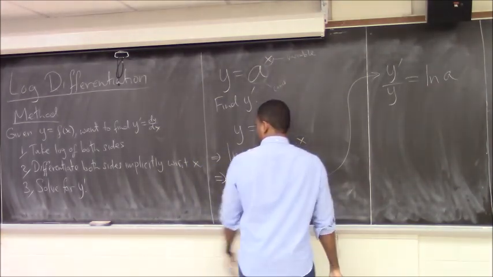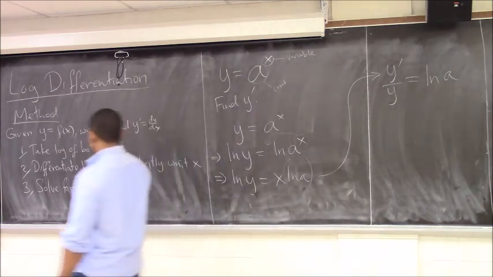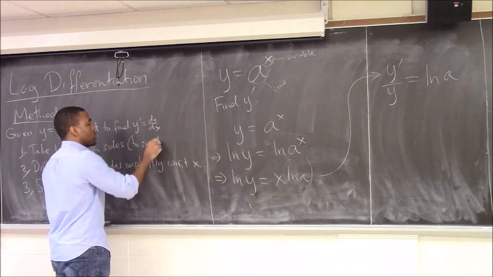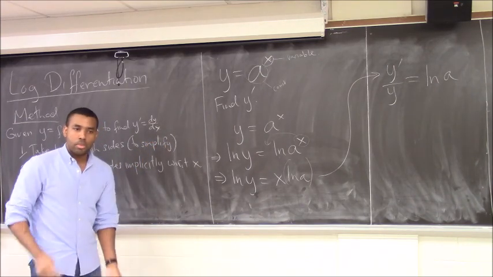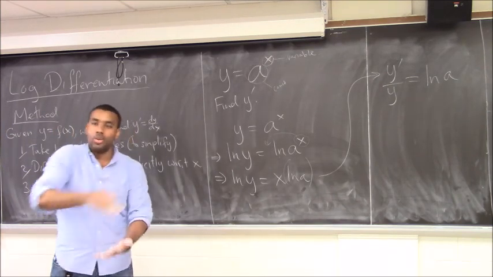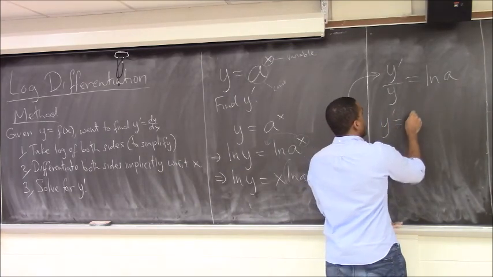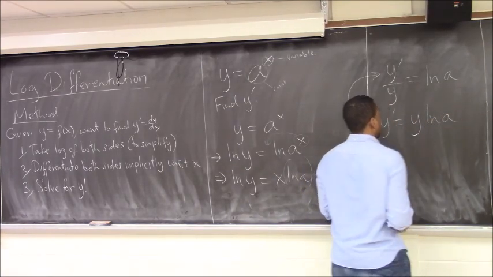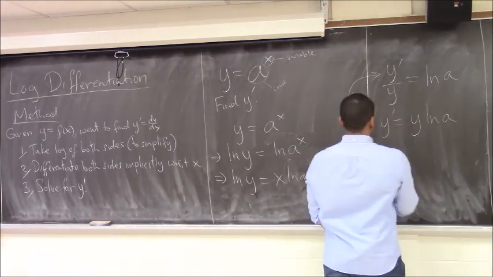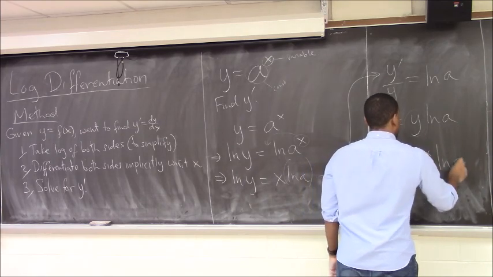And so now the next step is to solve for y prime. The idea is you take the log of both sides to simplify it, because there's some kind of issue that a log is useful in simplifying. For example, if it has a power that you don't know how to deal with, to bring that power down, you can use a log. So here I'd solve for y prime, this would be y ln a. What is y? It's a to the x. So this means that y prime here is a to the x ln a.